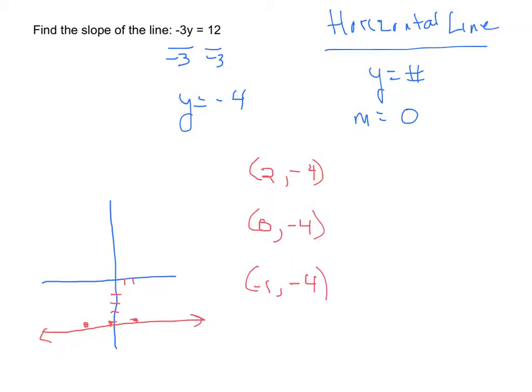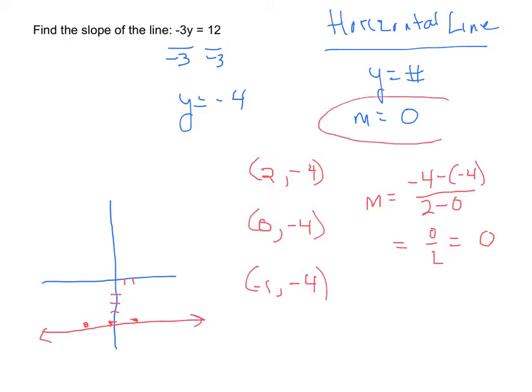Now, hopefully at this point, you're going to remember that a horizontal line has slope 0. But if you don't, you can always take 2 of these points and use your slope formula. So we've got negative 4 minus negative 4 over 2 minus 0, which just gives me 0 over 2, and 0 divided by anything is 0. So whether you remember this from an algebraic perspective that y equals a number is a horizontal line and has slope 0, or if you need to graph it, either way, you're going to end up with the same answer, and that is that the slope of the line is 0.